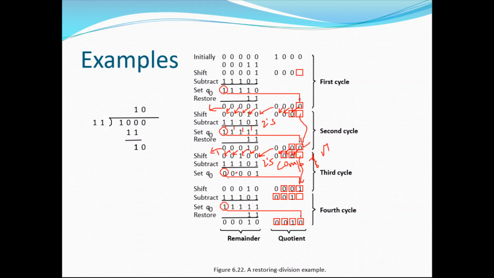Now you need not restore. Only if the sign bit is 1, you have to restore by adding m. Now we need not restore. Now the third cycle is completed. Now we'll go to the fourth cycle. So what you have to do is now directly left shift.